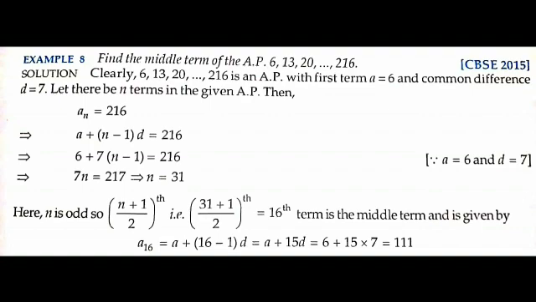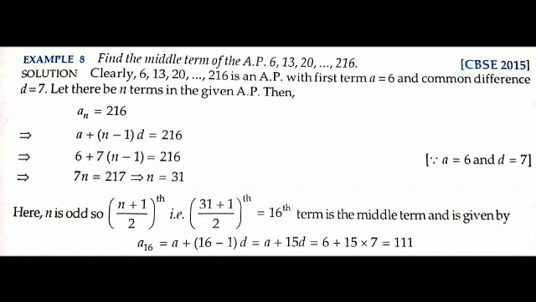Now let there be n terms in the given arithmetic progression. Then from this given sequence, we have the last term an equal to 216. Using the formula for the general term, we have a plus (n minus 1) into d equal to 216. Now putting the value of a equal to 6 and d equal to 7, I have 6 plus (n minus 1) into 7 equal to 216. This implies 7n is equal to 217, that is, n is equal to 31.